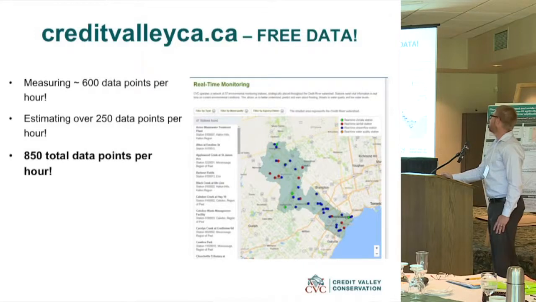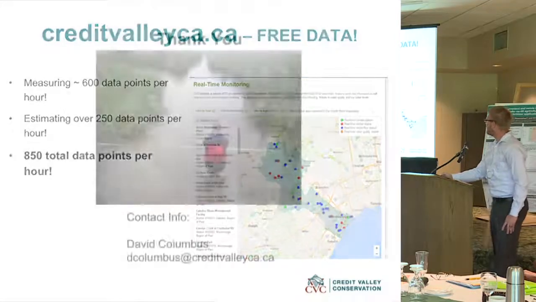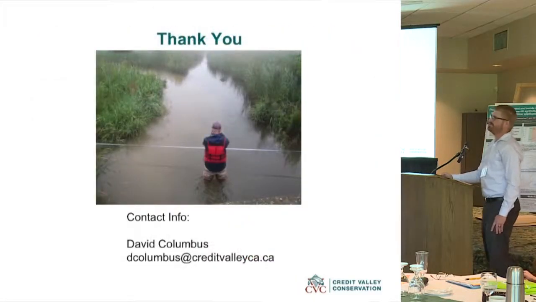It's great for scientific information, education, and even recreational uses. For example, we get a lot of calls from people who are looking to fish in the Credit River watershed, and they are looking for, say, flow levels or turbidity levels in the stream. So we always direct them to our website, which has all of that information posted. So that's it. Thank you very much.